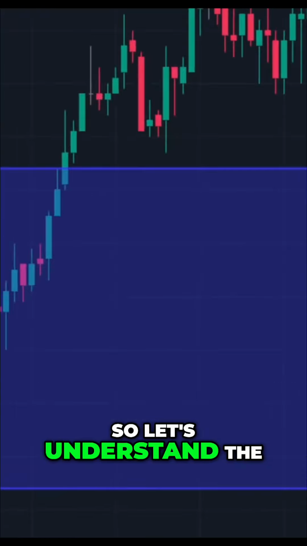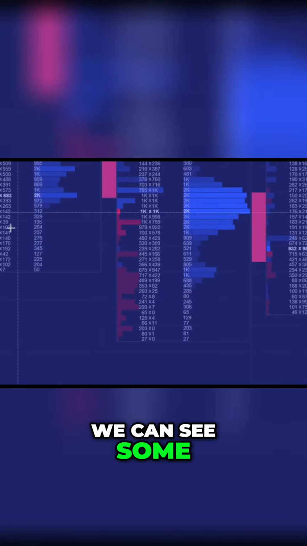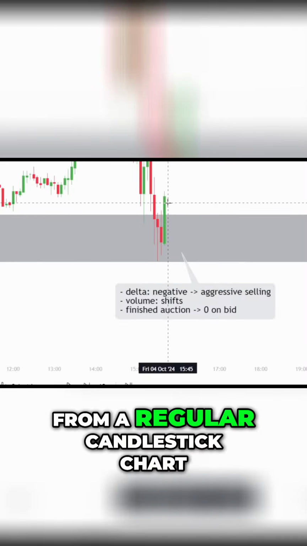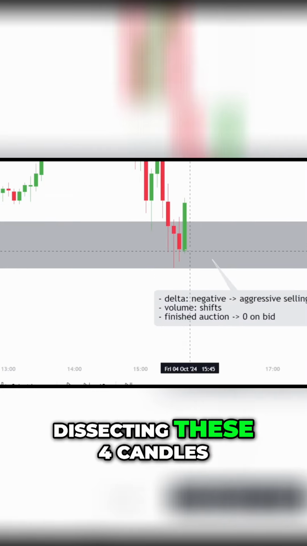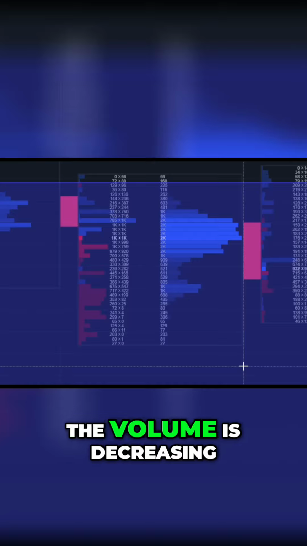So let's understand the footprint chart and how we can dissect this to our advantage, right? When we have the bid and the ask and we have the volume profile, we can see some very interesting things, right? We can see things that we can't see from a regular candlestick chart. So we're going to be dissecting these 4 candles on the footprint chart. But you can see the volume is decreasing.